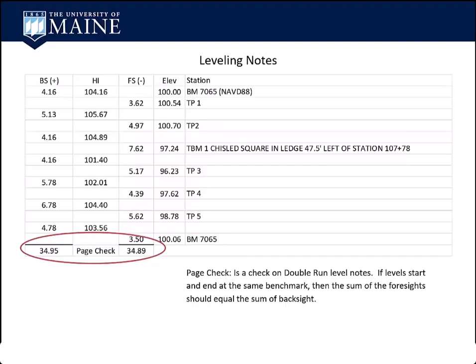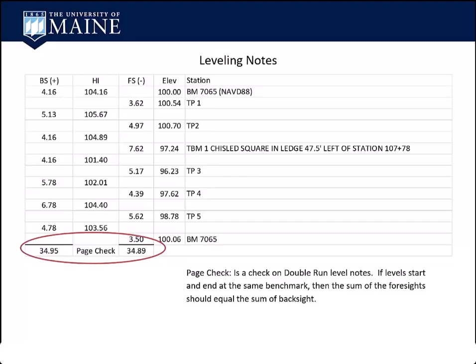If you're doing a double run circuit and you do it properly, you break the setup after you establish the end and then read the end before you start back to the original point, you should come back to the same elevation. So that means that if you added up all your back sights or the plus readings and you add up all the foresights or the minus readings, they should equal each other, because in whatever direction up or down you went, you came back to the same spot. So all the downs and all the ups should add up and equal each other.